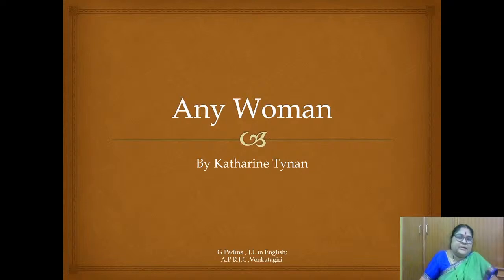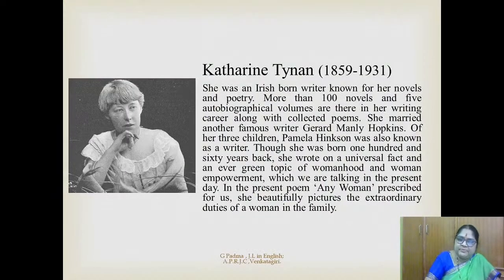And Catherine Tynan, though born in an agricultural family, was sent for education. She learned a lot. Then later she married G.M. Hopkins, that is Gerard Manley Hopkins, another English writer. And she wrote a lot of books. Mainly she was famous for her novels and poetry. She was born in 1859 and died in 1931. She was around 72 years old when she passed away.